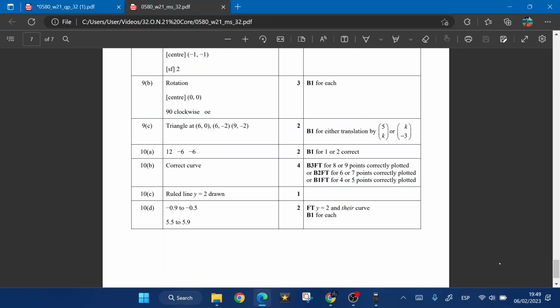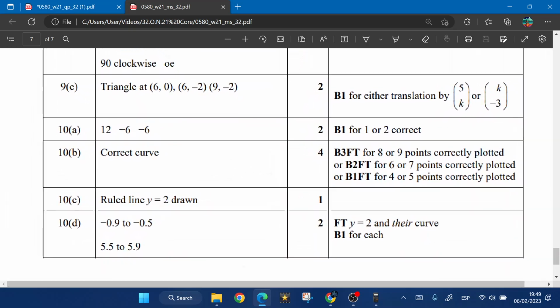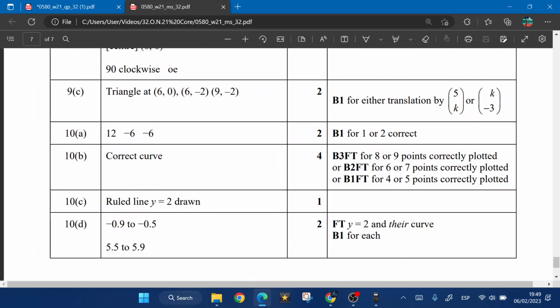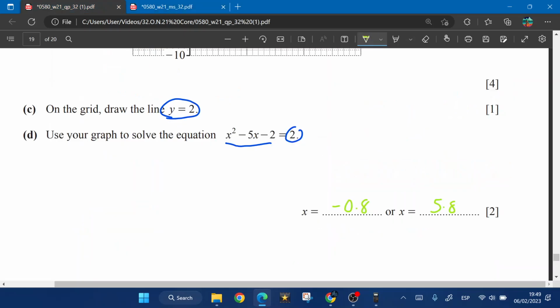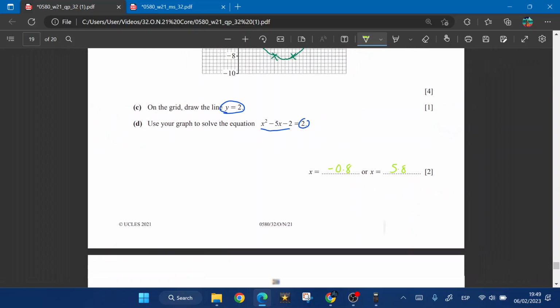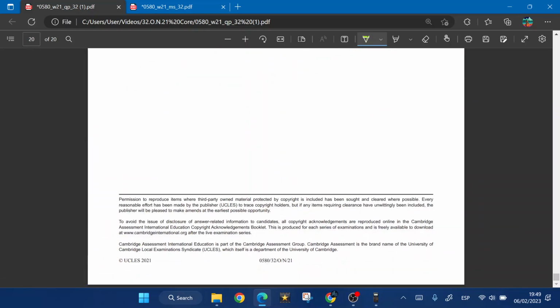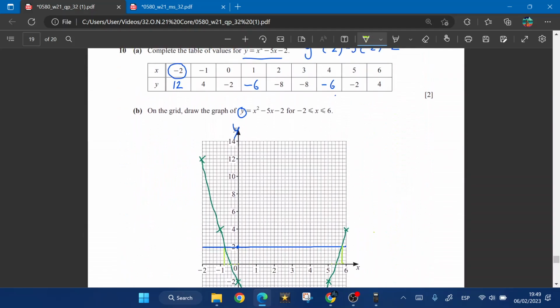Let's see what the mark scheme says. Okay, between minus 0.9 and minus 0.5. So my minus 0.8 fits there nicely. And the other one between 5.5 and 5.9, my 5.8 fits in there as well. So that means I'll get full marks. Okay. And then everything is blank. It means we're finished. Sweet, sweet, sweet.